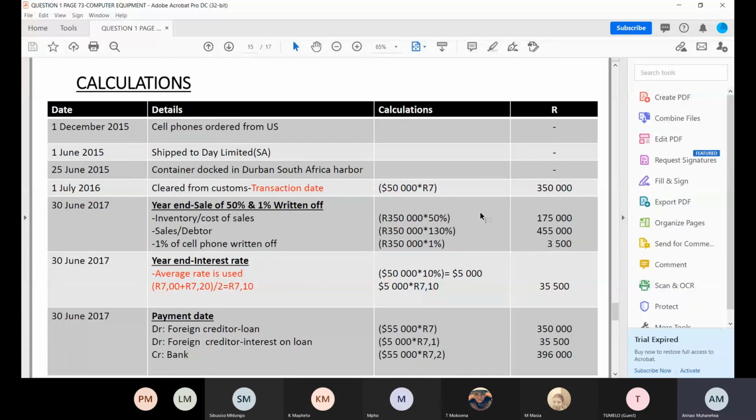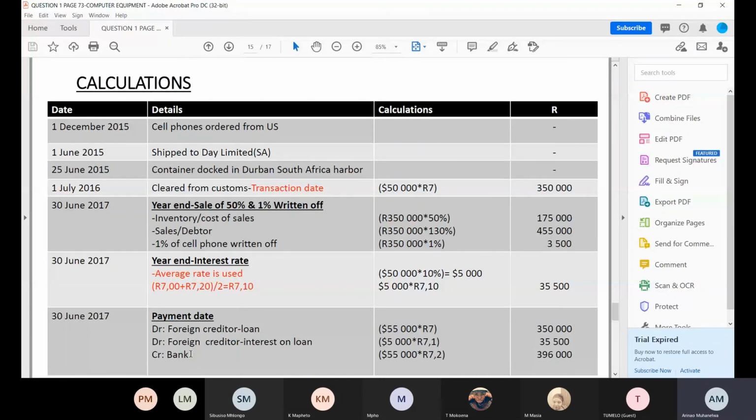So 50% of 350,000, 175,000. So if you take, and then 1% of that, it is 3,500. 30 June 2017, year-end interest. There, now we're calculating the average rate. Don't forget we use the transaction date and the year-end, which is going to give us R7.10.